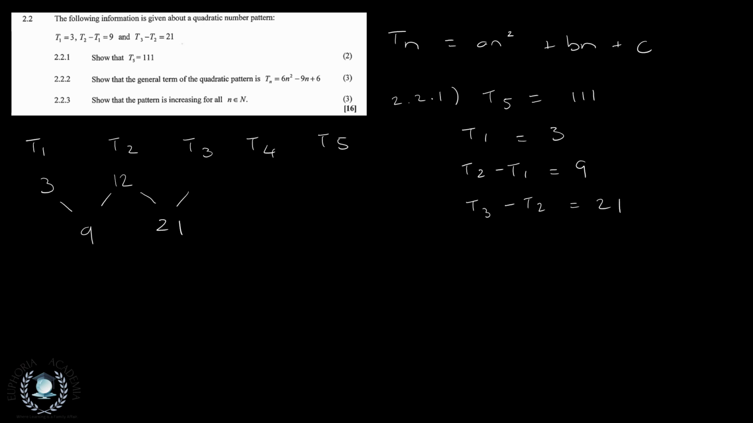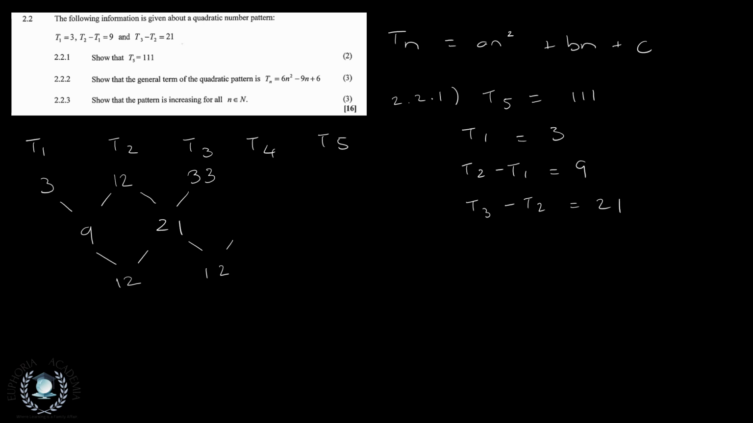So 12 plus 21 is going to give us 33. Alright, I think from here we can even figure out the second difference. Our second difference is 12. So that means our common second difference should be 12 amongst all of these.